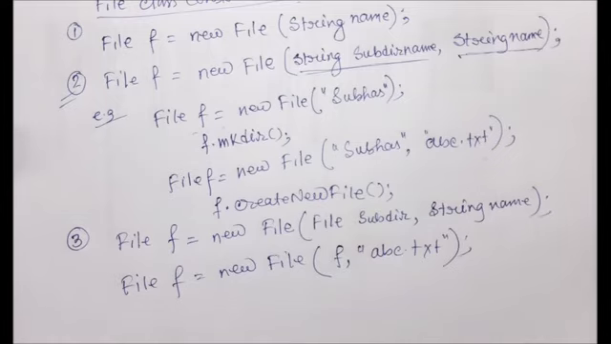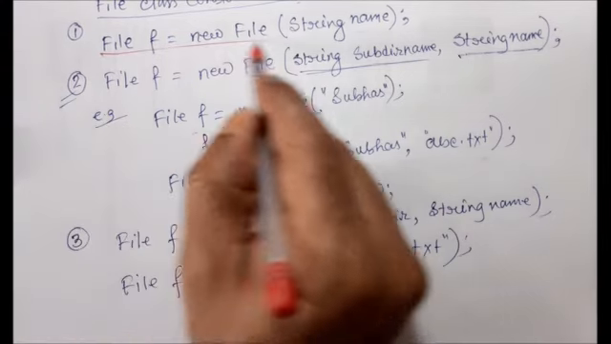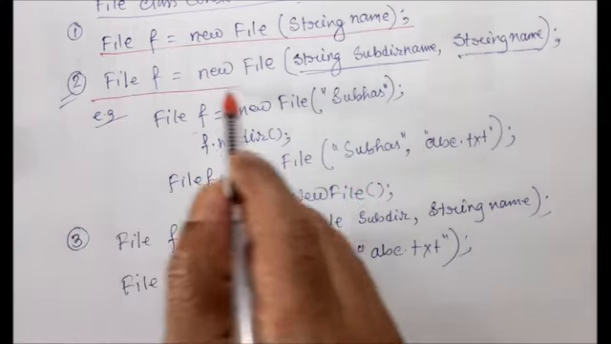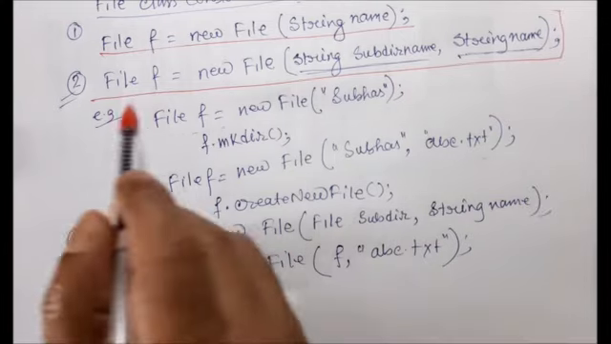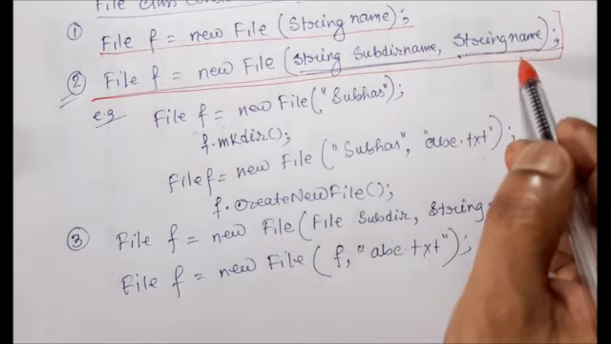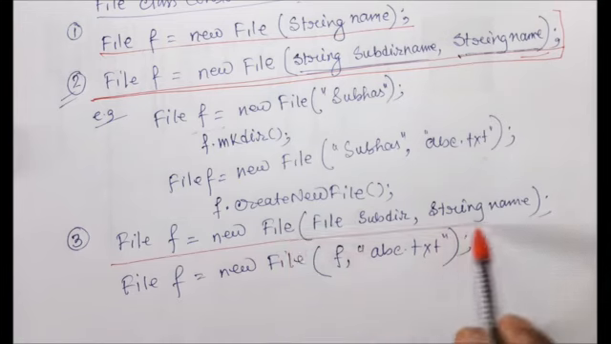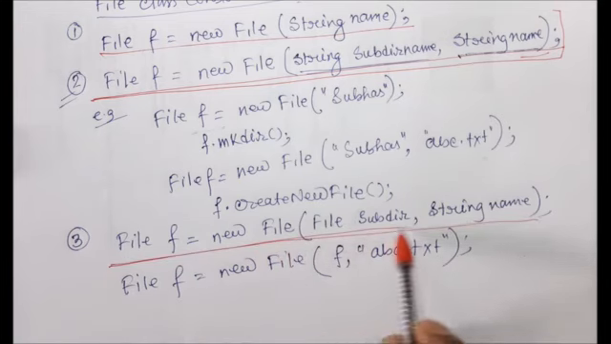Now, we have some methods. So, this is all about the constructor. How many constructors are there? There are three constructors. One of the constructors is just passing the string name. Another constructor is if I want to create a file under a subdirectory, and another constructor is if I pass the file object as the first argument and the second argument is the name of the file. So, we can use these three constructors which are available in my Java class.